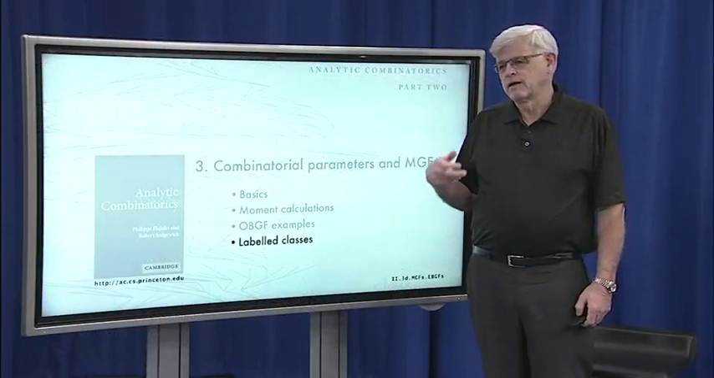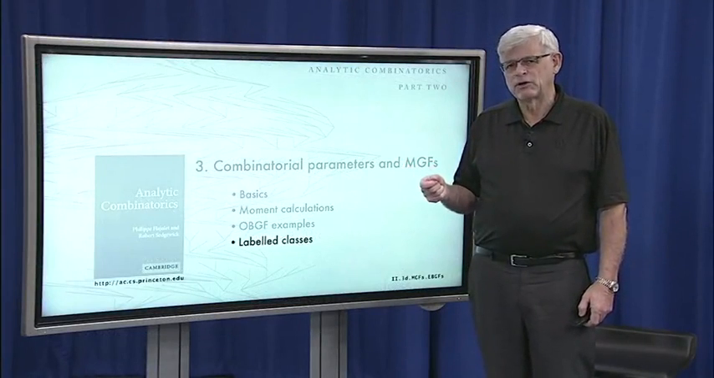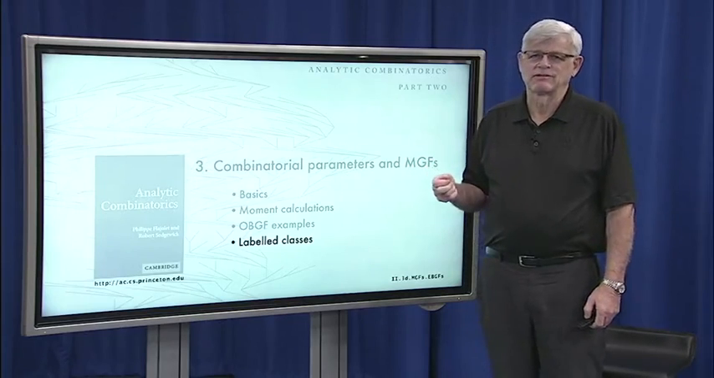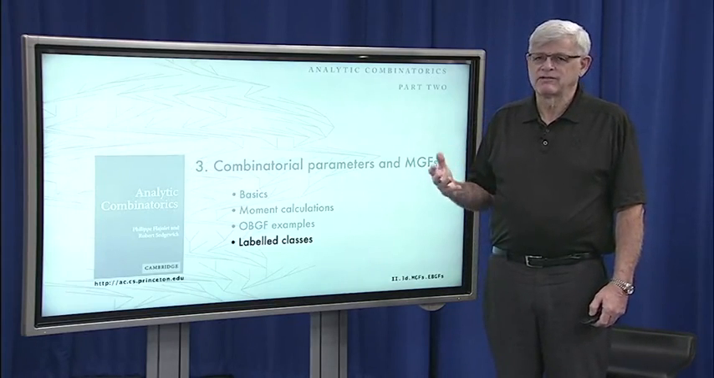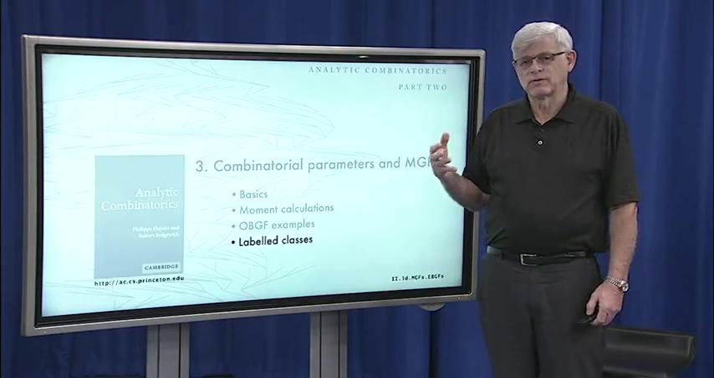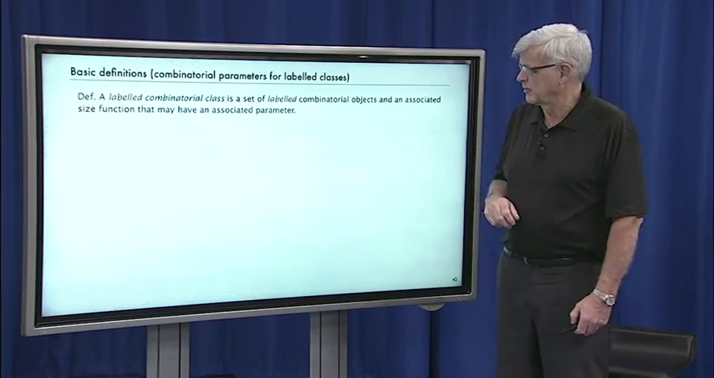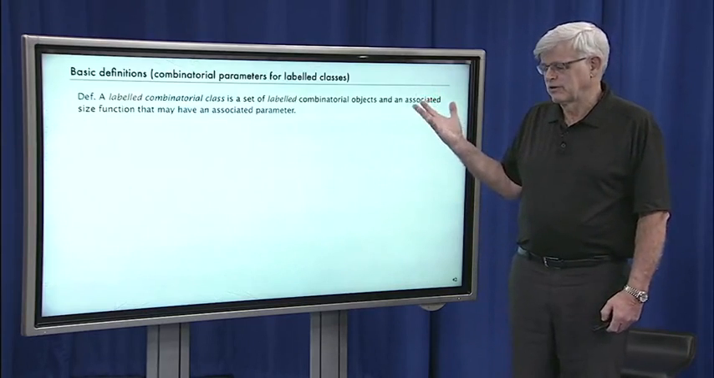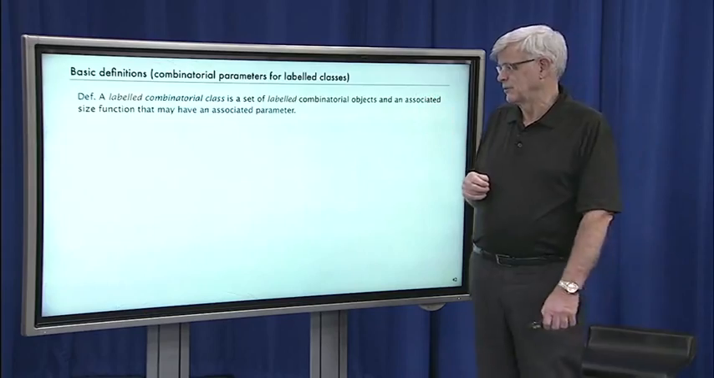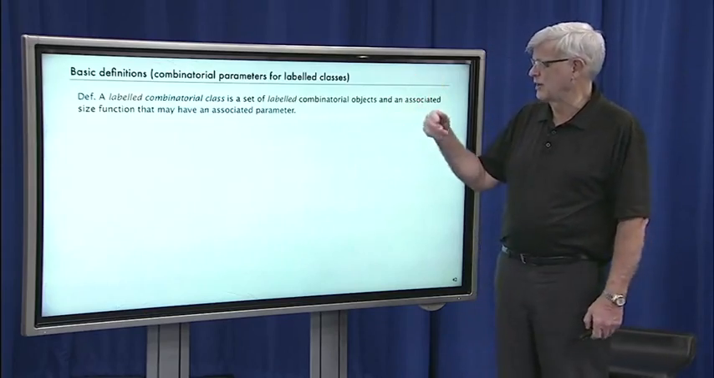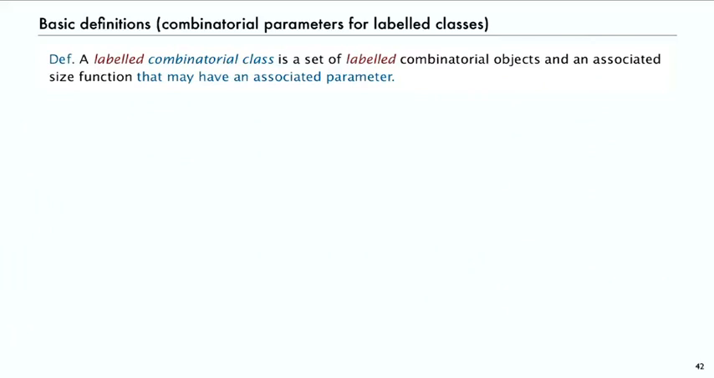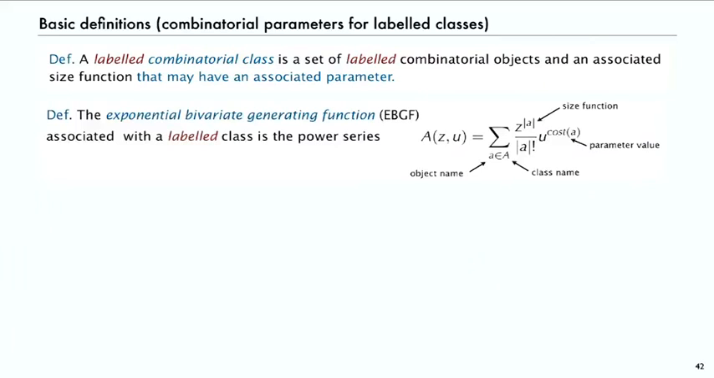Next, we're going to study parameters of combinatorial classes of labeled objects. And again, we're going to extend the same basic methods that we use for counting in classes of labeled objects, but to study parameters. So we extend the basic definitions as we did before. We're talking about labeled classes that are sets of labeled objects that have a size function, but now they also may have an associated parameter.